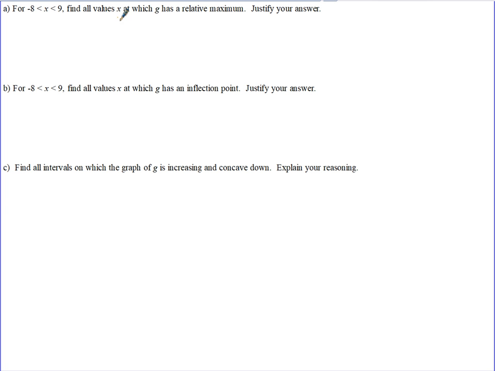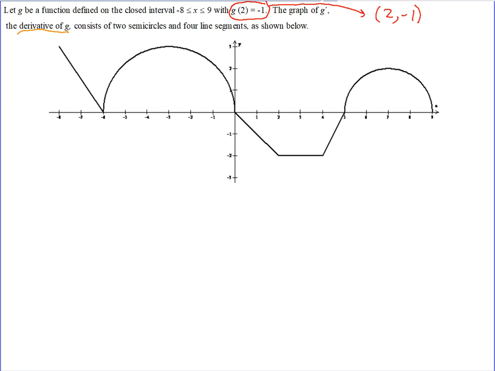It says find all the values of x at which g has a relative maximum. We're looking for all the x values where g has a relative maximum, and then it asks us to justify our answer. So remember, relative maximums are when the first derivative changes from positive to negative. So we're going to draw our number line here, right underneath the graph that represents the first derivative.